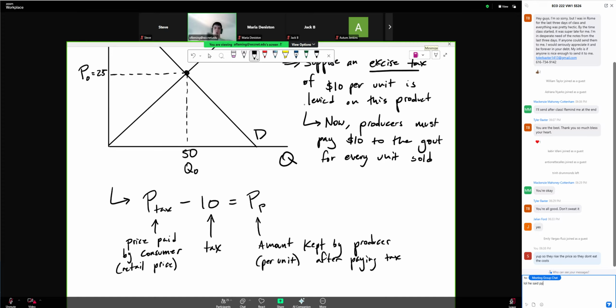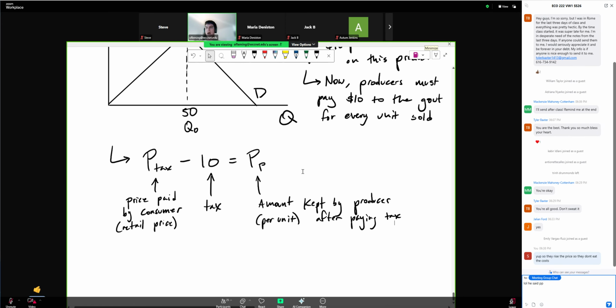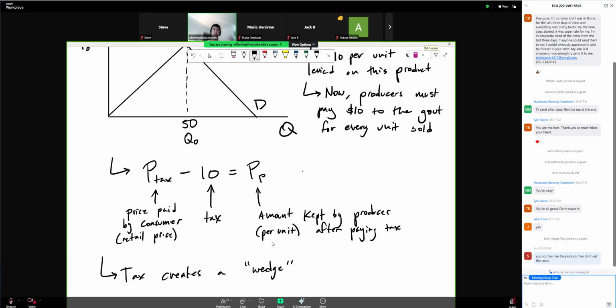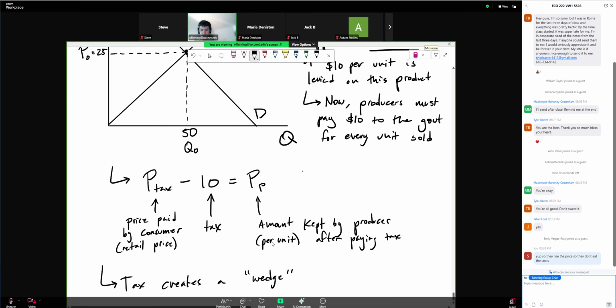Does everybody see the idea? So if you go to the store and you see $20 for a carton of cigarettes, that's P tax. If the tax is then $10, then when you pay $20 to the gas station, the gas station takes $10 of that and pays the government, which leaves them with $10 as PP. Does that idea make sense to everybody? This equation is really important for understanding what an excise tax is doing. Because of this, you sometimes hear the language that the tax creates a wedge between the price received by the producer and the price paid by the consumer. Good? Questions?